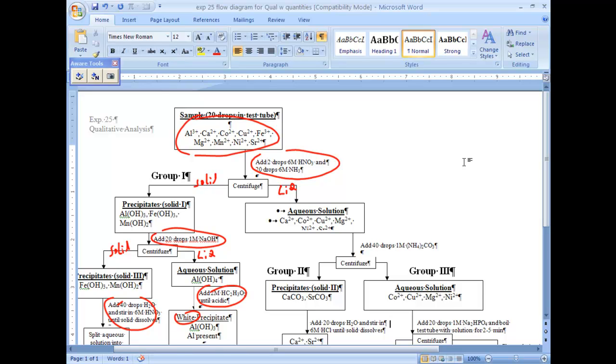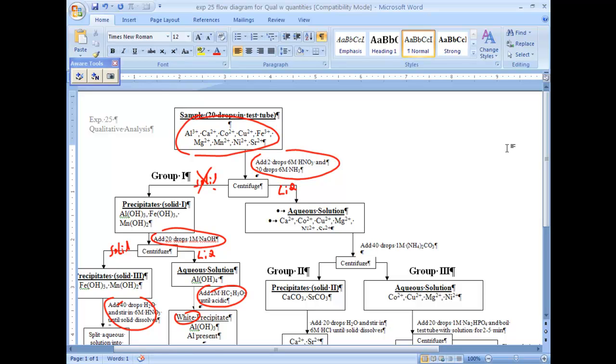If you did the first step and got no solid, say you got no solid on your unknown, that would mean that you don't have any aluminum, any iron, any manganese. You don't have to do any of that if you got no solid. But if you got any solid, then you have to figure out which metal is causing that solid.